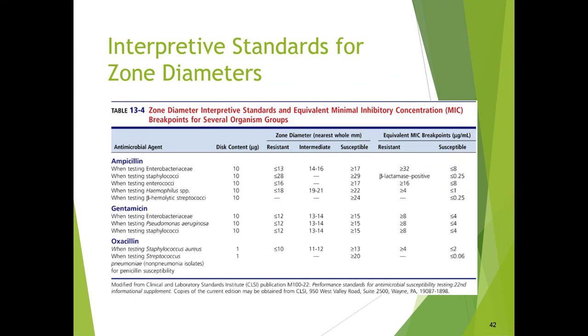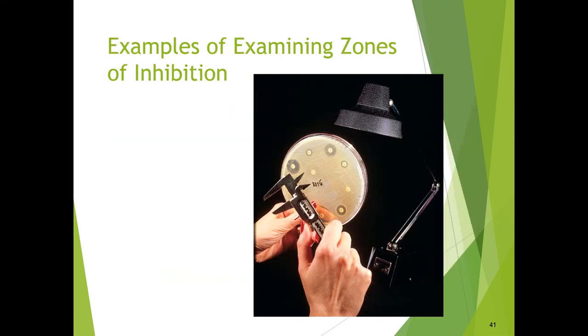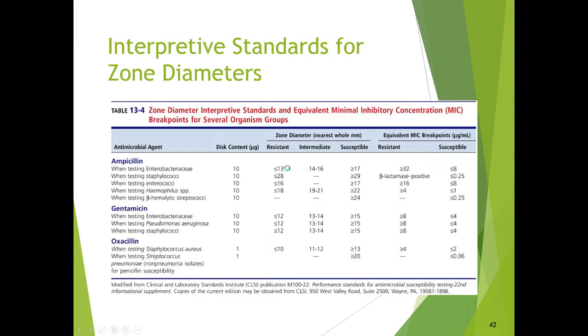So say we measure our zone of inhibition. Say we're measuring this one here. Say we get 26, okay? Say that drug was ampicillin, and we're testing E. coli, which is an Enterobacteriaceae. So we're testing E. coli against ampicillin. The disc was a 10 microgram strength of ampicillin, and our zone size was 26. What interpretation would that correlate to?